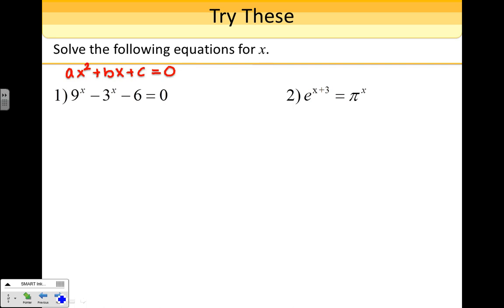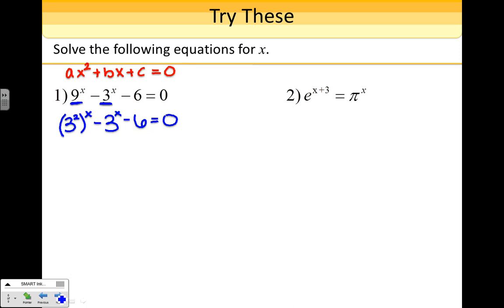First of all, I need to make sure that these first two numbers are written with the same base. So 3 squared to the x, because I can rewrite 9 as 3 squared. So both of those have the same base. That way I can use substitution to plug something in that will equal that same variable.